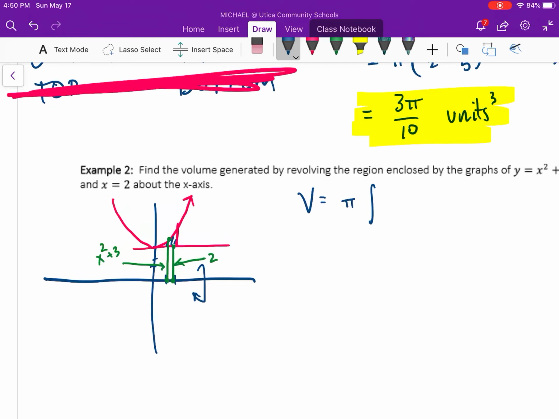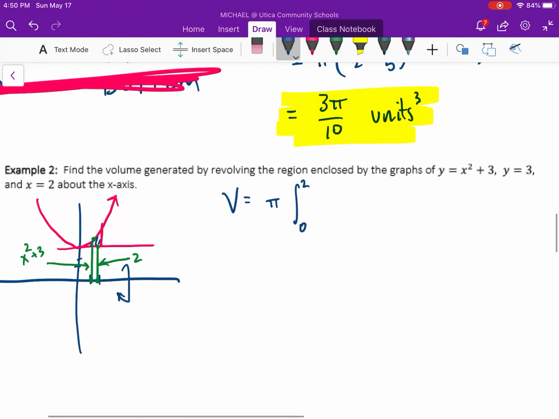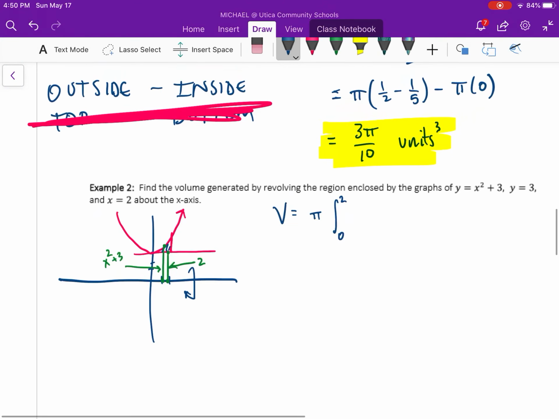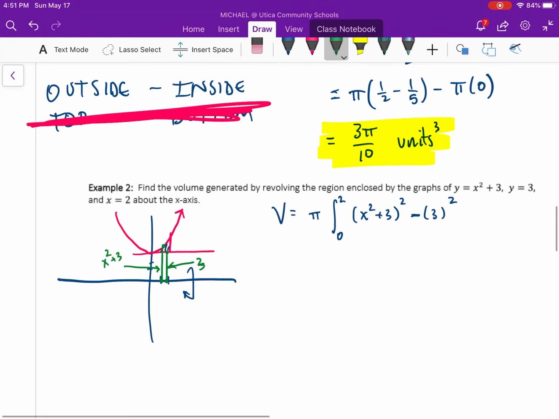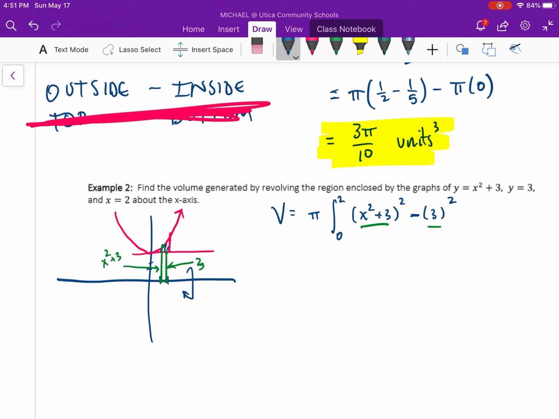So to find the volume, pi times the integral from 0 to 2 of, oh, I'm sorry, I made a mistake. That distance is 3. All right, integral from 0 to 2 of x squared plus 3 squared minus 3 squared. Again, this is the outside function, this is the inside function.